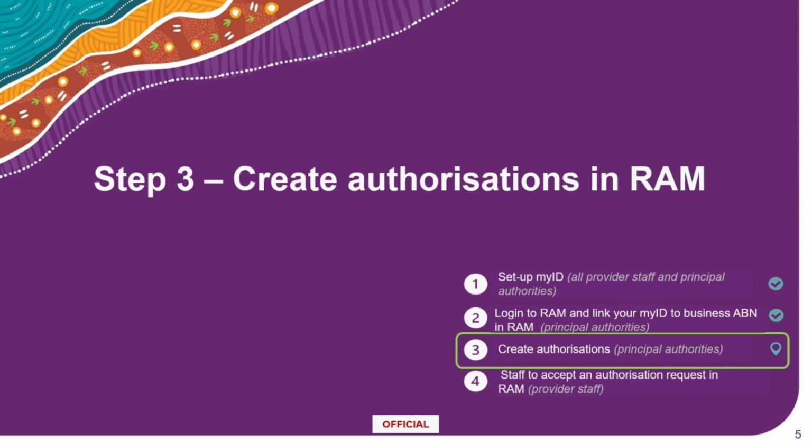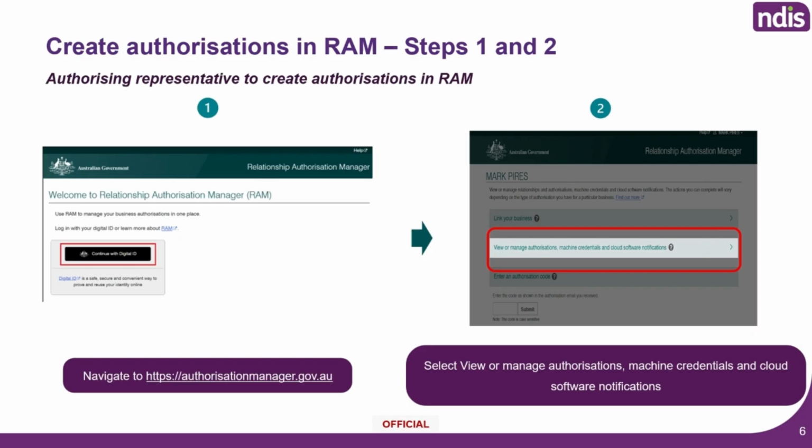We will now look at the process to create authorization requests in RAM, which is step 3 of the transition. To authorize your employees to act on behalf of the business in the NDIS provider portals, you need to create an authorization request in RAM. To start this process, you firstly need to log into RAM. As shown in image 1, go to the RAM login website, which is authorizationmanager.gov.au, and click on the Continue with Digital ID button.